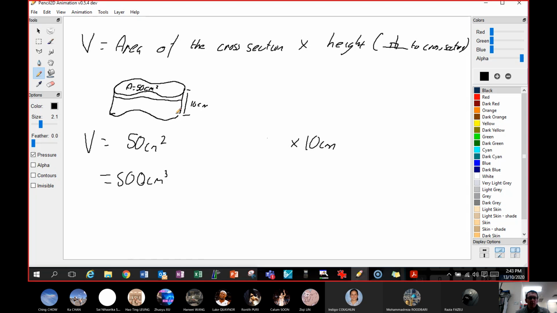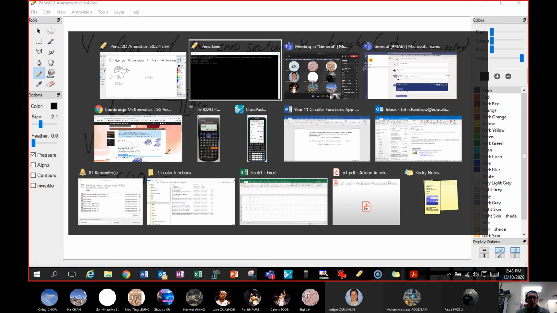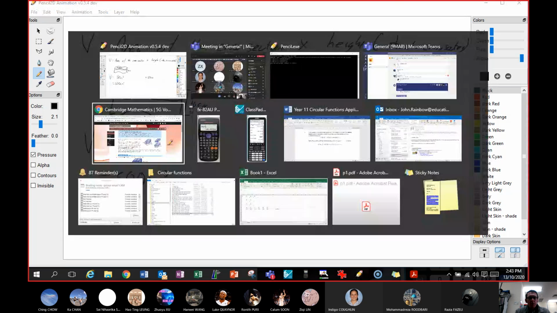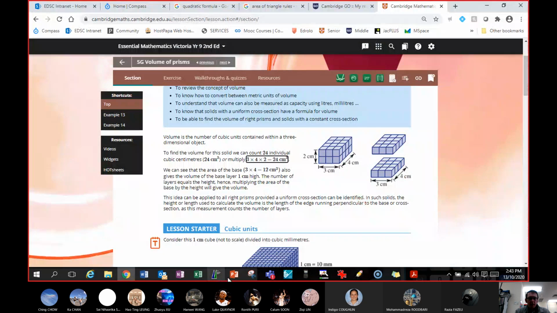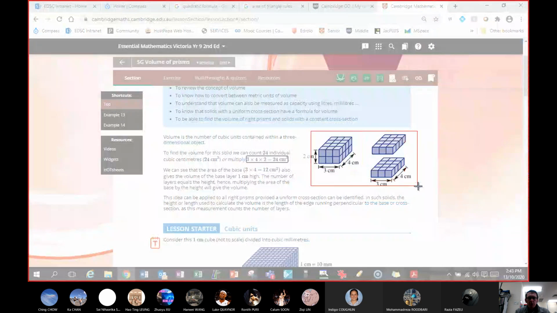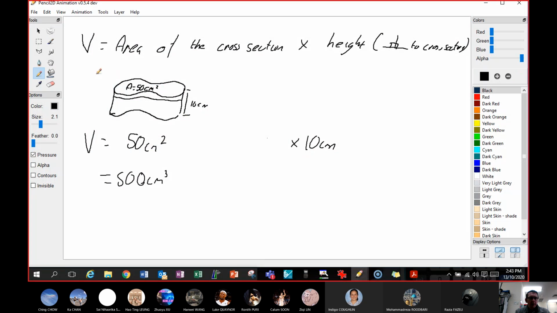And this is like a 3D space, and all our formulas come from that. So what do I mean by all our formulas come from that? Well, I'm going to quickly take a snapshot of this rectangular prism here and just show you a bit of what I mean and unpack that.